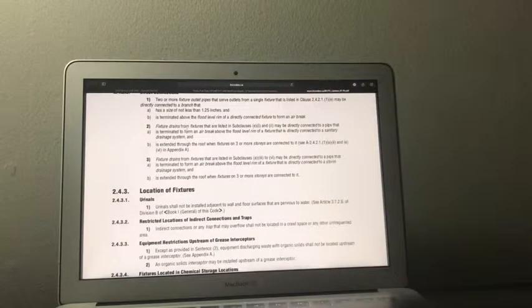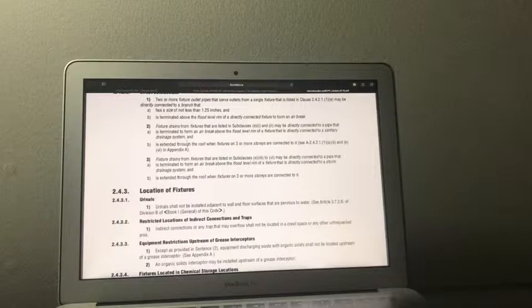Fixture drains from fixtures that are listed in subclause EI. So I went back, I was kind of looking, what are they talking about? I got that they were talking about this 2421, and they're talking about those EIII, may be directly connected to a pipe that is terminated to form an air break above the flood level rim of a fixture that is directly connected to a sanitary drainage system.